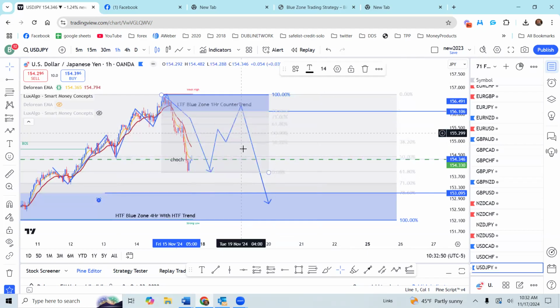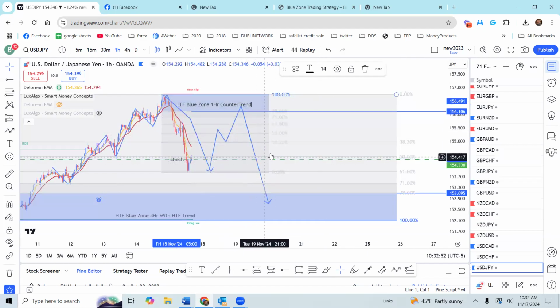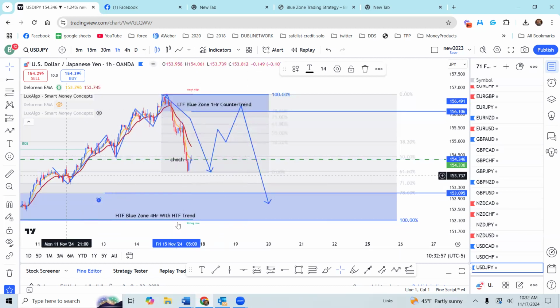And you would try to find a trade that you could take counter trend as price moves down into your higher time frame blue zone area. Okay. So that's the strategy. That is the counter trend blue zone trading strategy.